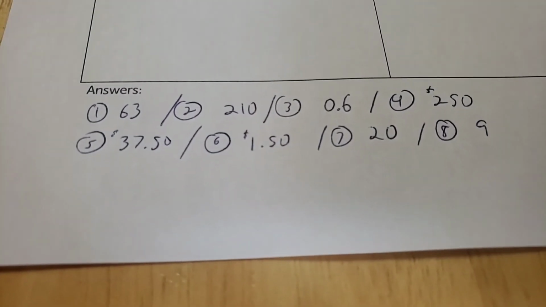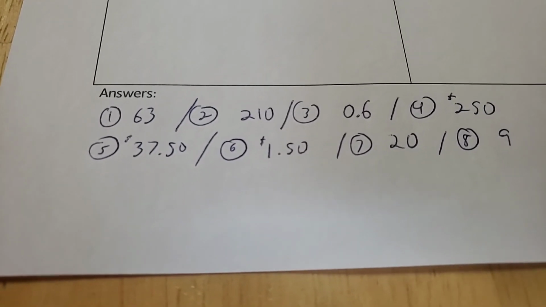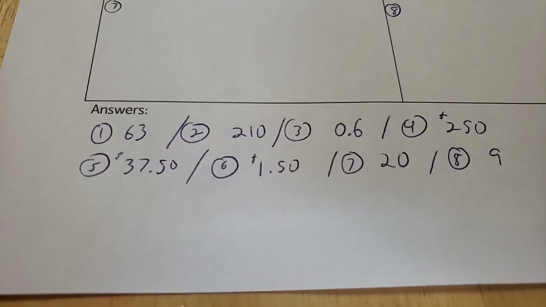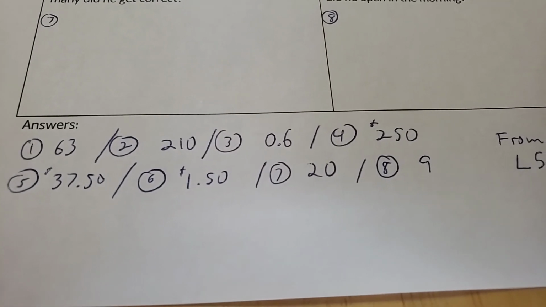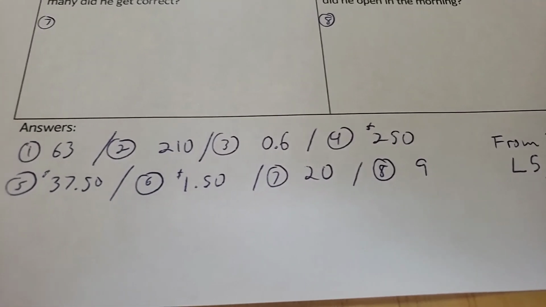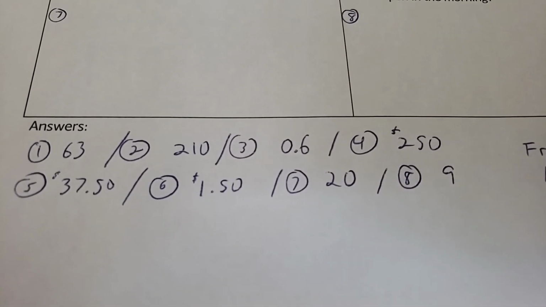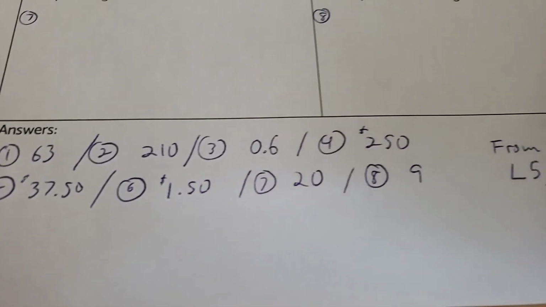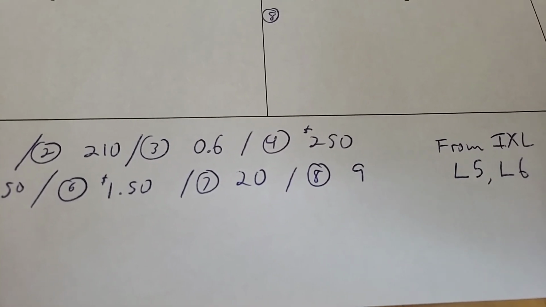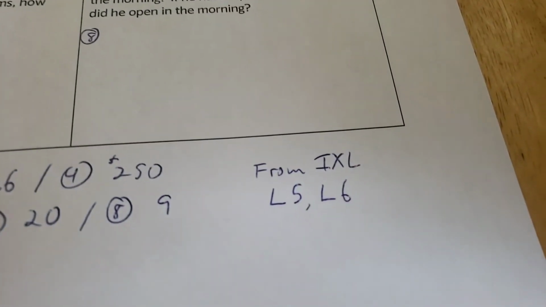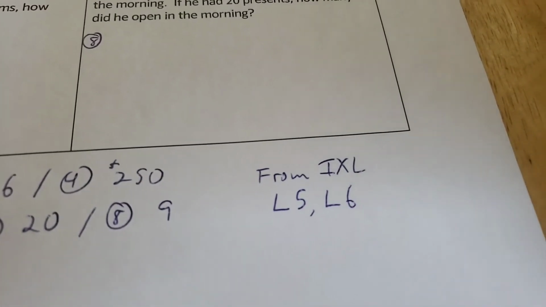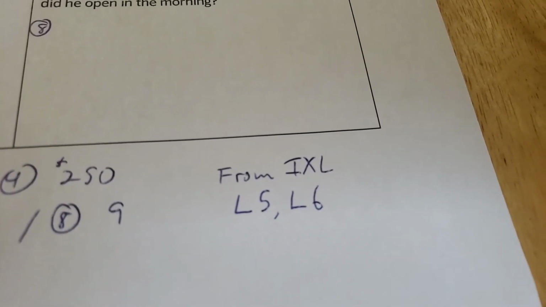And here's your answer key. Number 1 should have been 63. 2 was 210. 3 was 0.6. 4 was $250. 5 was $37.50. Number 6 was $1.50, and number 7 was 20, and number 8 was 9, and these all came from IXL L5 and L6 out of your 7th grade library, for those who'd like to practice some more with those.